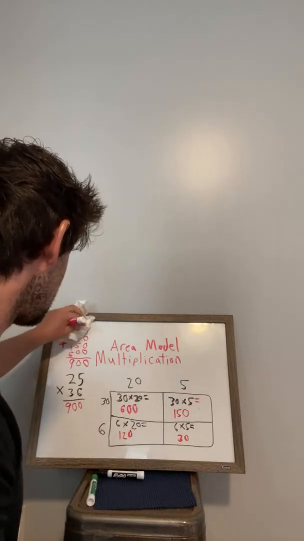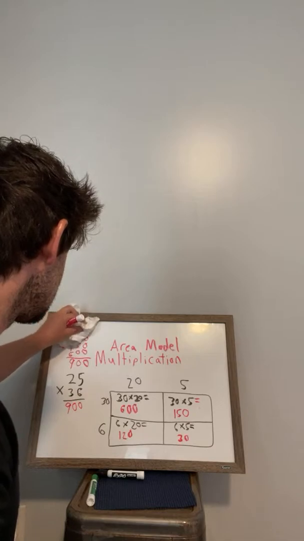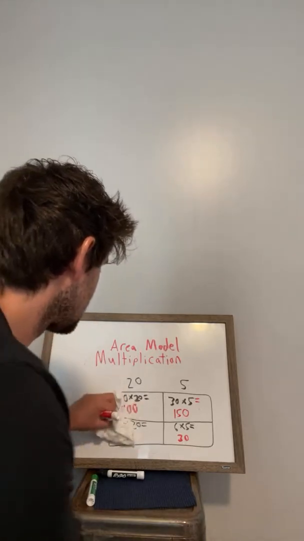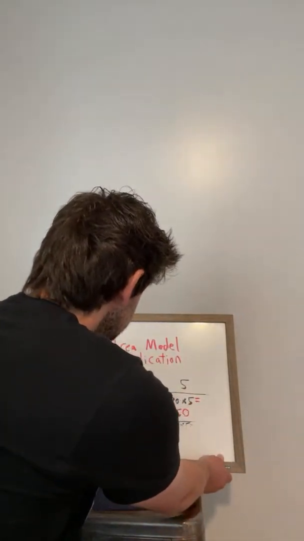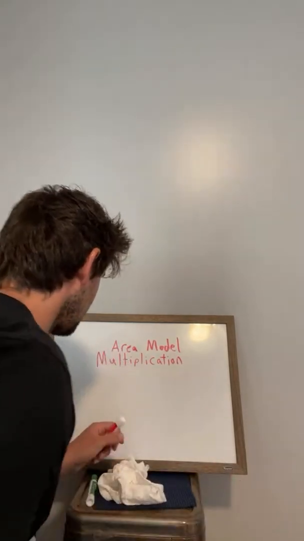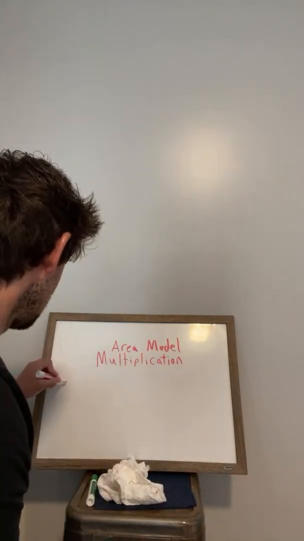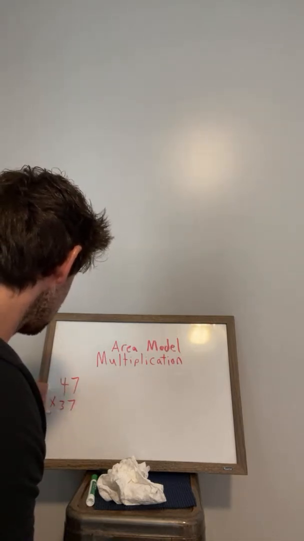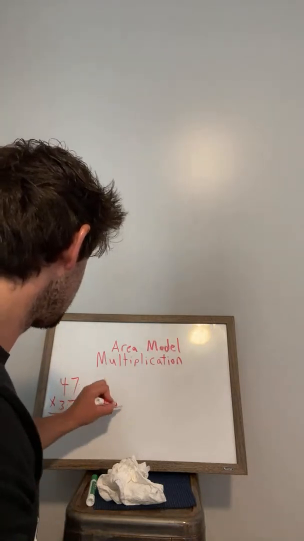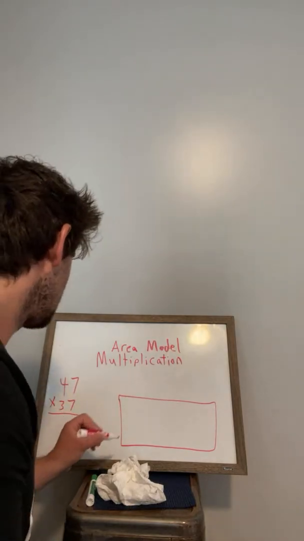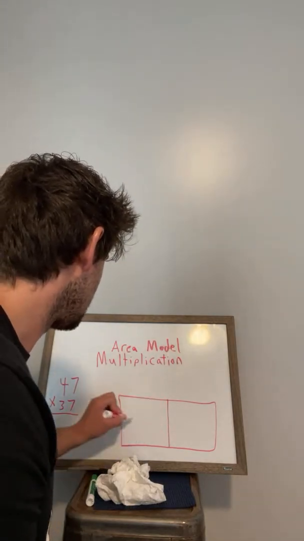Alright, final problem today. 47 times 37. So 2 digit by 2 digit, so we have ones place and tens place. So we should have 4 boxes here.